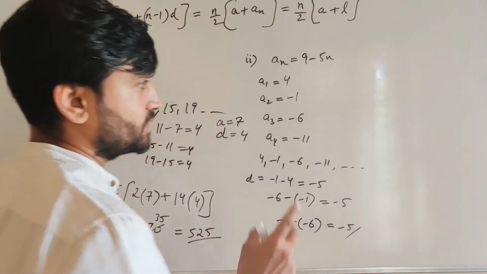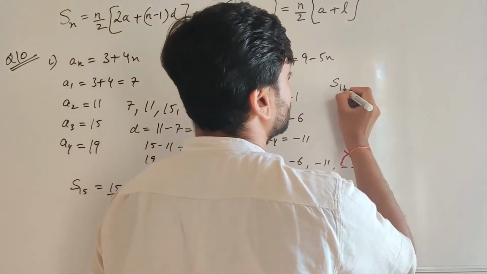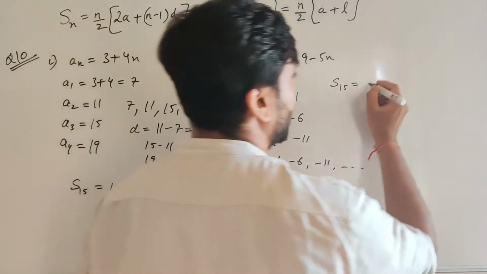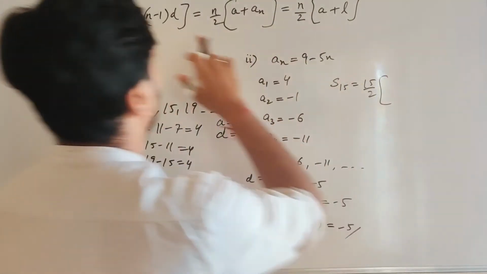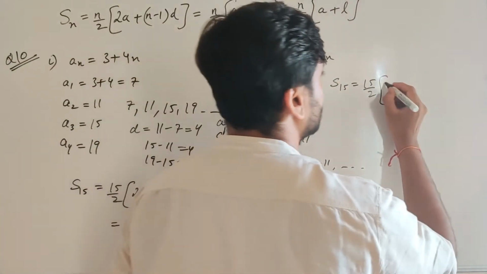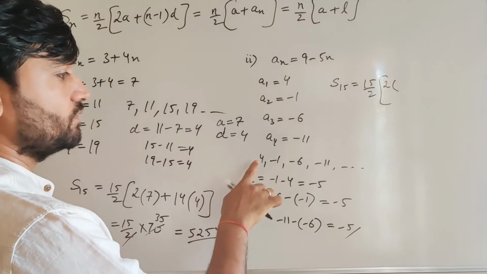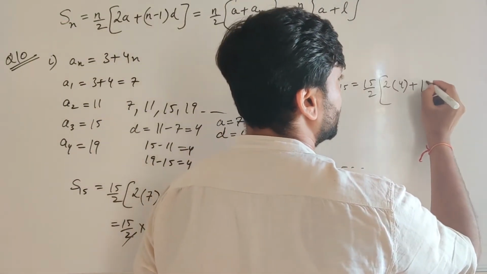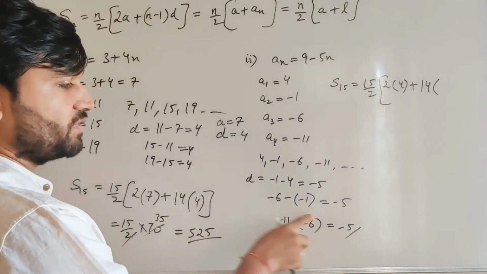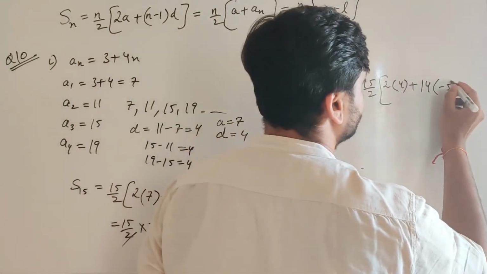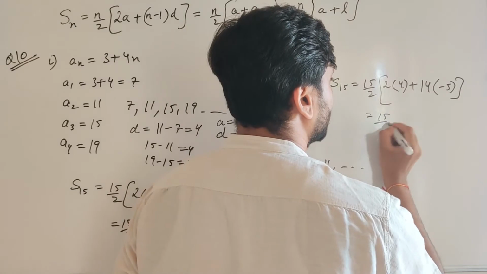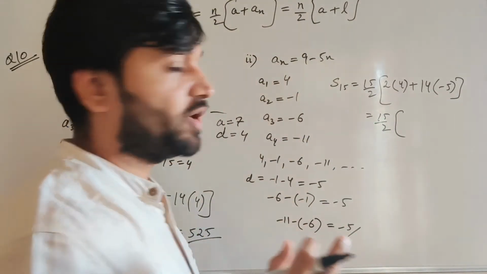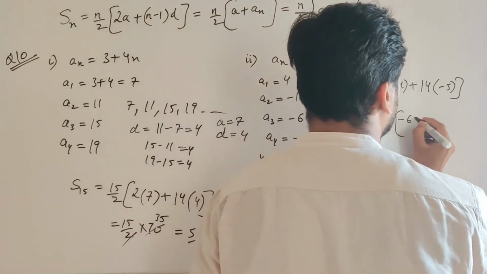And lastly, they are also asking to find the sum of 15 terms for this sequence as well. So S15 here is going to be n by 2. This formula we use: 2a, so 2 into the a value, the first term is 4 here in this sequence, plus n minus 1, so 15 minus 1, into the common difference value, which is minus 5. So we get 15 by 2. This is 8, this is minus 70. So 8 minus 70 is minus 62.